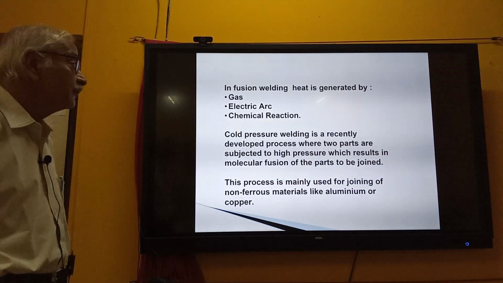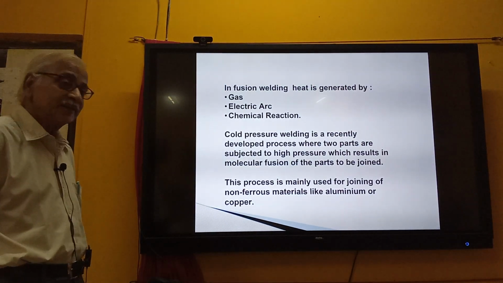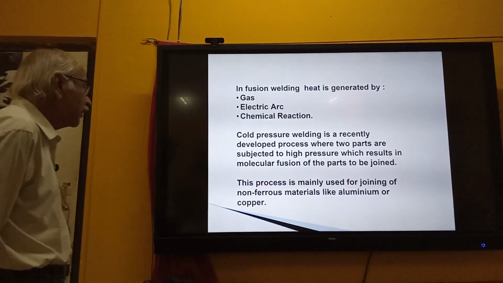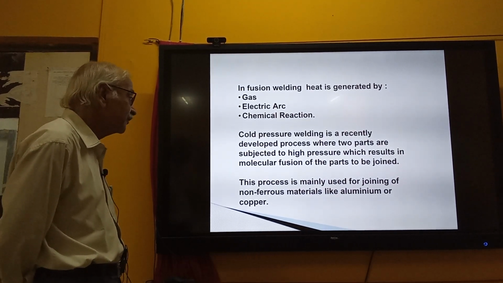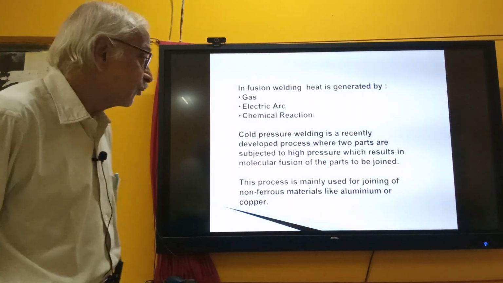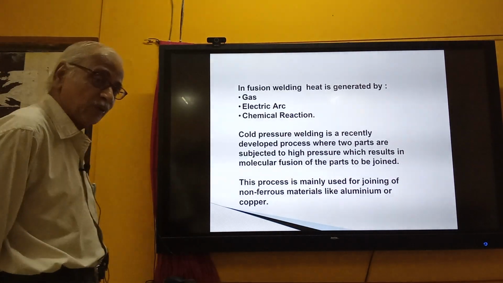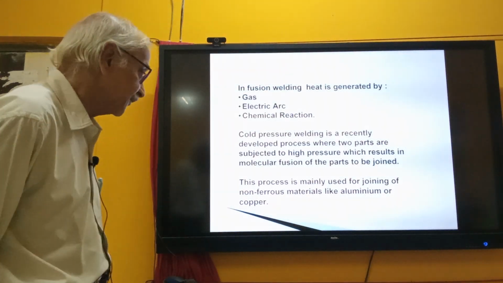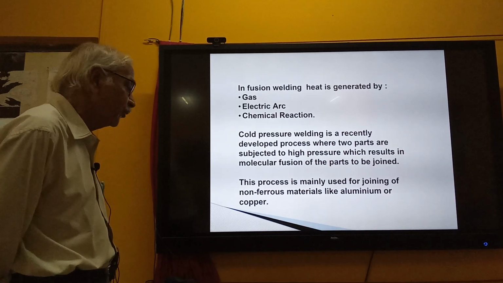In fusion welding, heat is generated by electric arc, gas or chemical reaction. Cold pressure welding is a recently developed process where two parts are subjected to high pressure, which results in molecular fusion of the parts to be joined. Cold welding is not actually a part of the present syllabus, so we will just know about this process now. You can see this process again when you study powder metallurgy. This process is mainly used for joining non-ferrous materials like aluminium or copper.